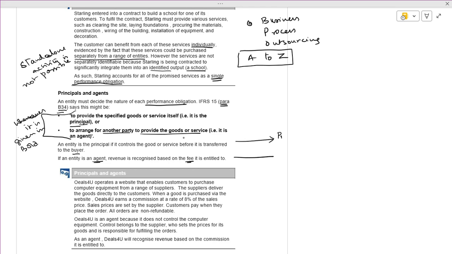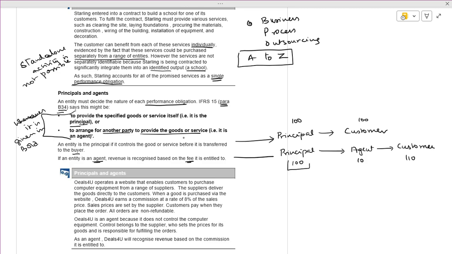If you are a principal, there is no middleman. You are directly providing the goods and services to the customer. But in most cases, in between you will have an agent, then you will have the customer. Here the principal will charge 100, and the customer will pay 100. With an agent, the principal will charge 100, the agent will charge 10, and the customer will pay 110. Then you have to divide: 100 is the revenue for the principal, and 10 is the revenue for the agent.